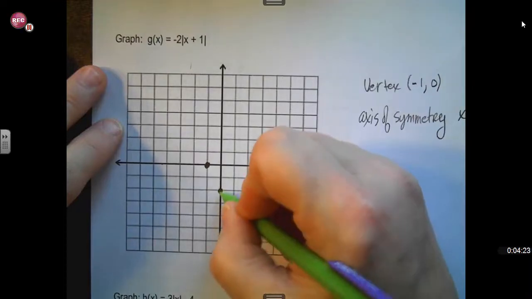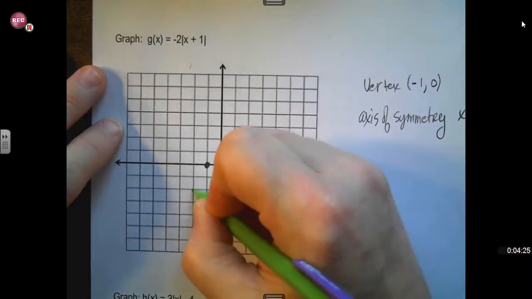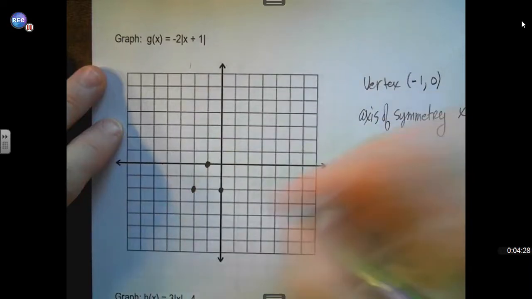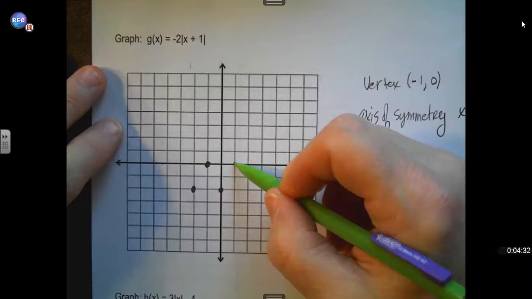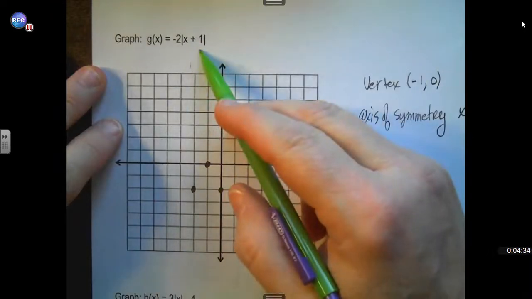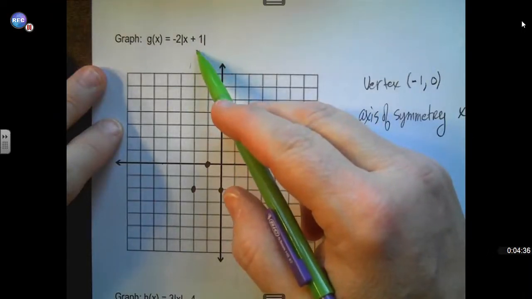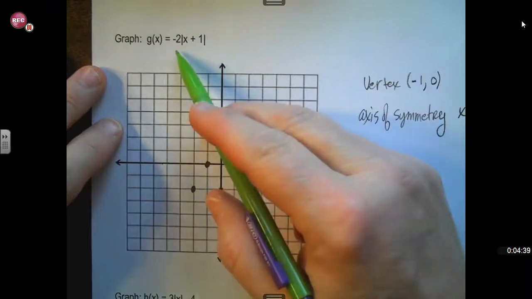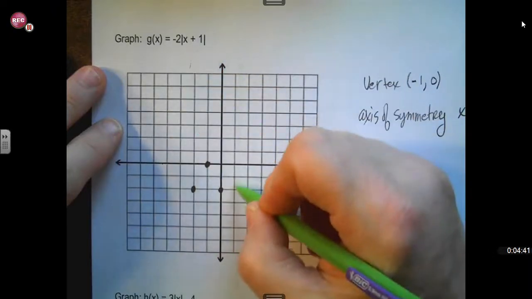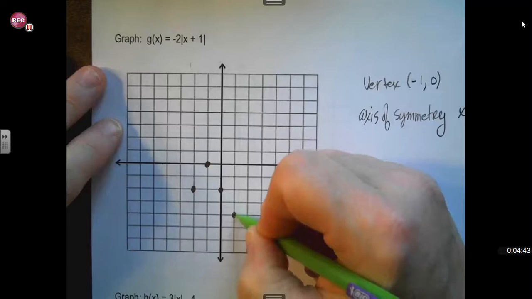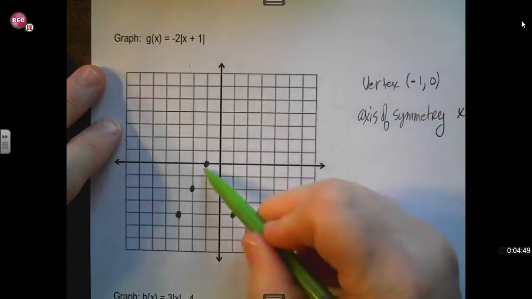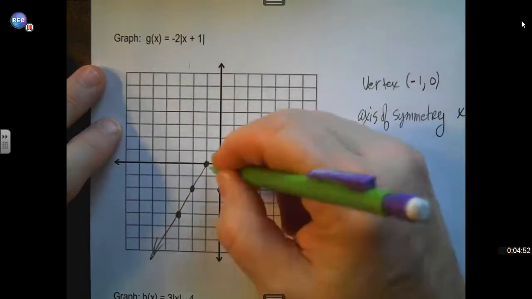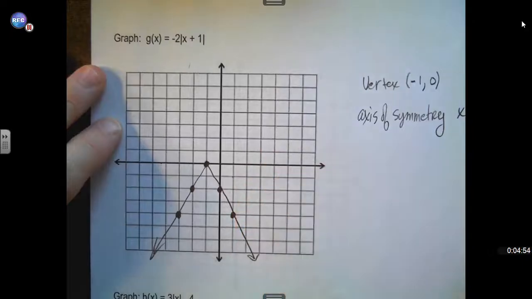Then using my axis of symmetry, there's a point directly on the opposite side of that. And then I would plug in 1. 1 plus 1 is 2. The absolute value of 2 is 2, and 2 times -2 is -4. Then I would use the axis of symmetry to get that point over there, and then draw in your absolute value.